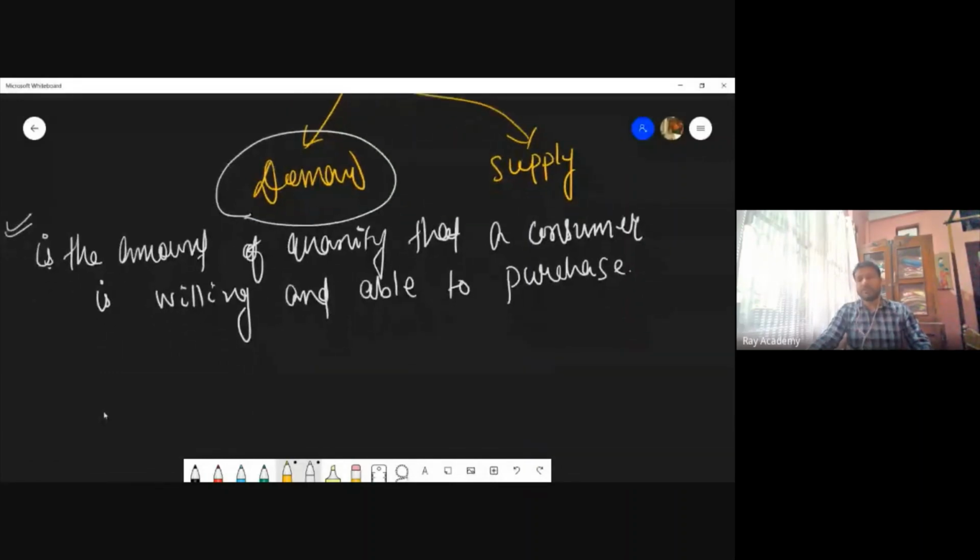Please pay attention. What I'm trying to say here, two important things. One is willing, and the other is able. Okay, willing and able. What is demand? Demand is when one person or consumer is willing and able to purchase.